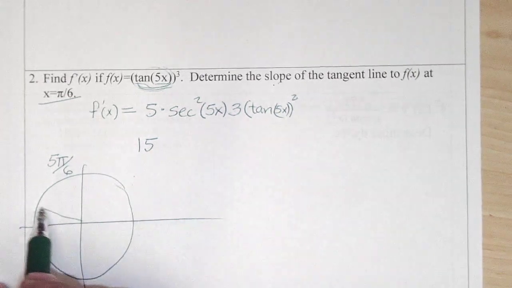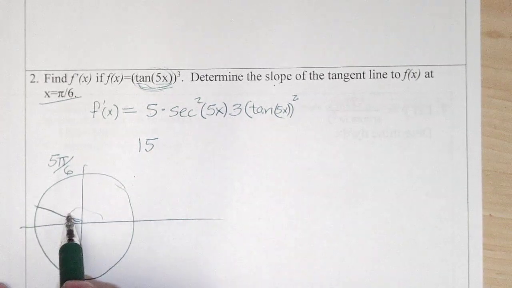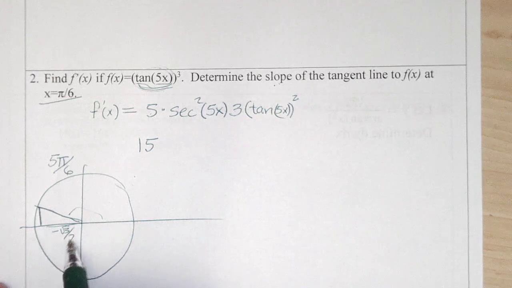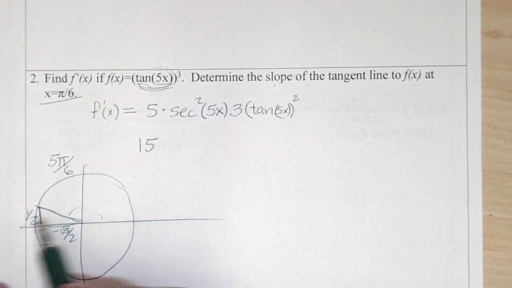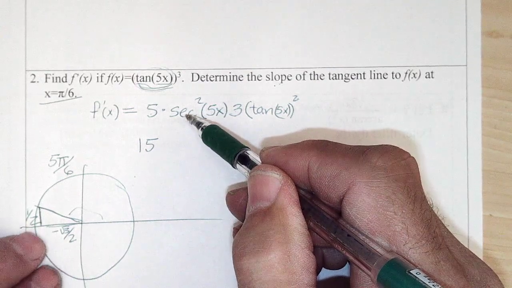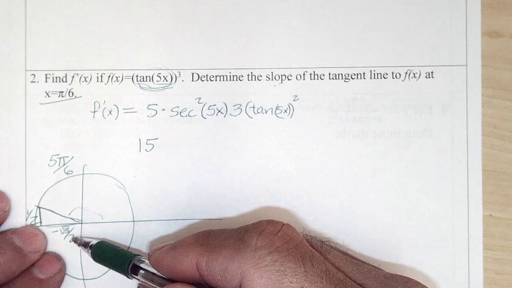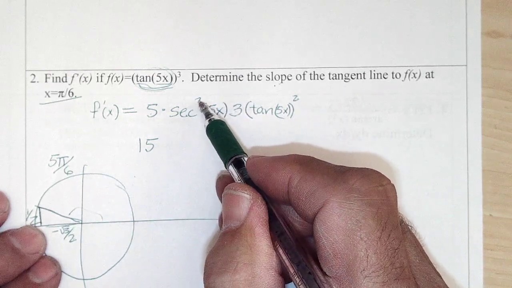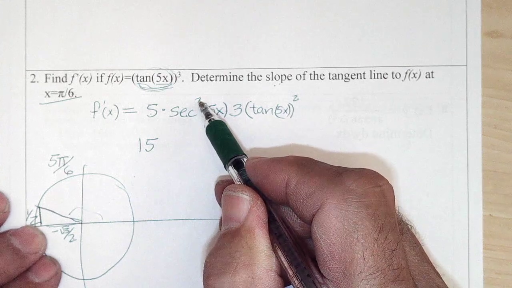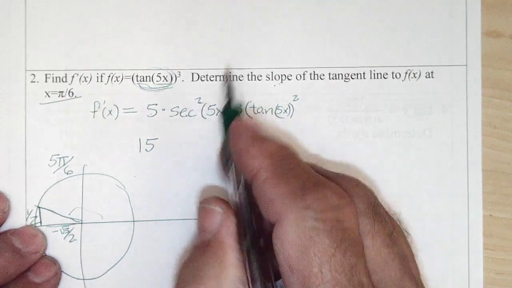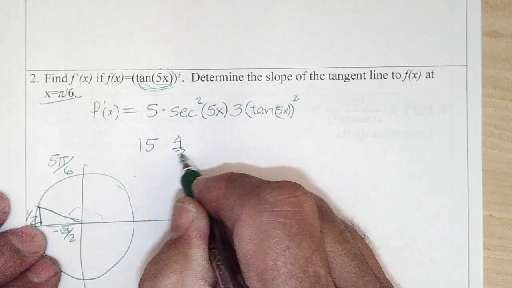That would be at that 150 degrees, where the cosine is negative square root of 3 over 2, and the sine is 1/2. Secant is 1 over the cosine, so it would be 2 over the square root of 3 and negative, but the square is going to take care of the negative, so it's going to be 2 over the square root of 3 squared, so it's 4/3.